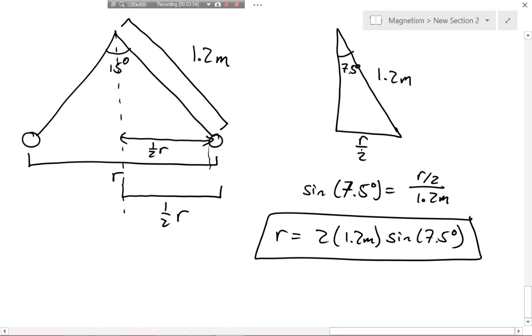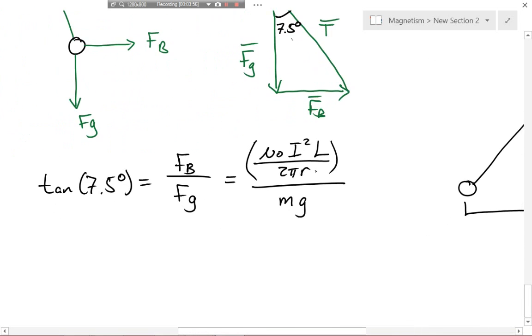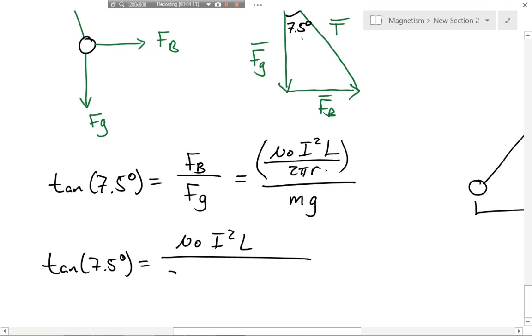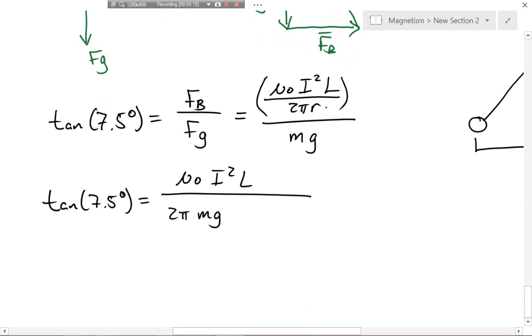Now we can plug that into this formula for the magnetic force. So we have tangent of 7.5 degrees is going to be equal to mu naught I squared L divided by 2 pi mg, and r, remember, that's equal to 2 times 1.2 meters. Actually, let me get rid of that multiplication sign. So it's 2 times 1.2 meters times sine of 7.5 degrees.